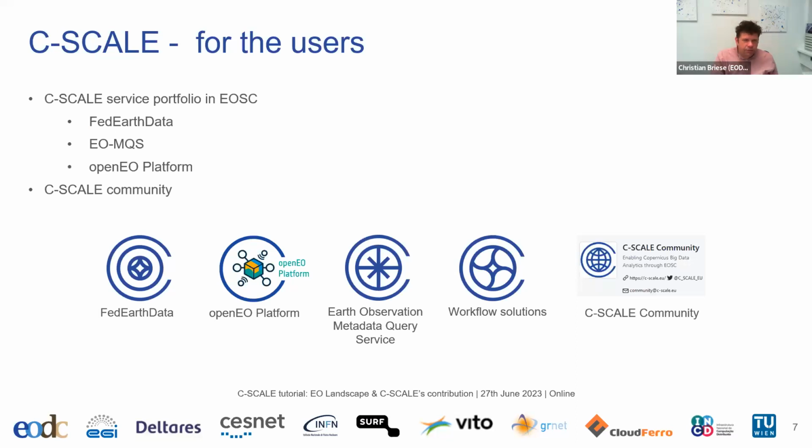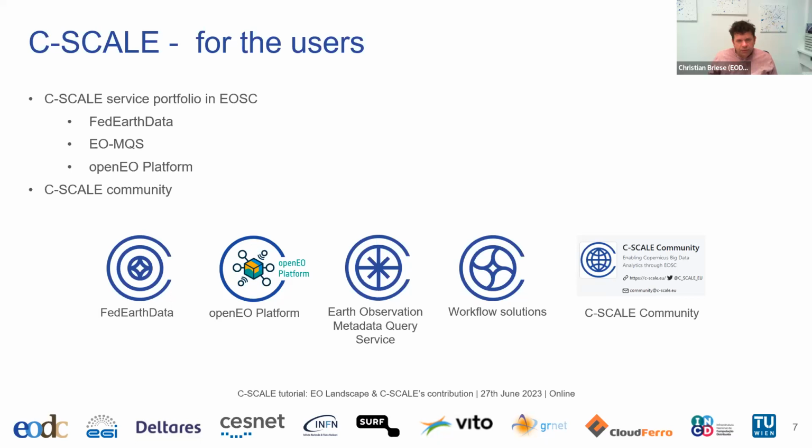Yeah, at the end, what do we have from C-Scale? So we have a service portfolio that is embedded in the European Open Science Cloud, actually presented by 3 items. It's Fed Earth Data, EO MQS as metadata service, and OpenEO Platform that is now all available to be accessed and to be booked from the European Open Science Cloud. And as another element, the community building activities of C-Scale, where we have set up a forum, a discussion group, and also quite a number of different communication channels in order to get in touch with the users.